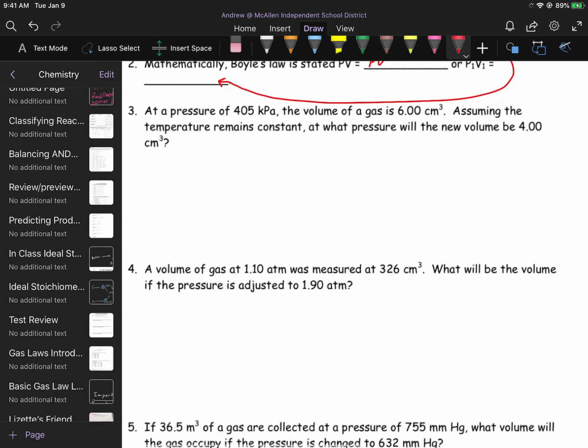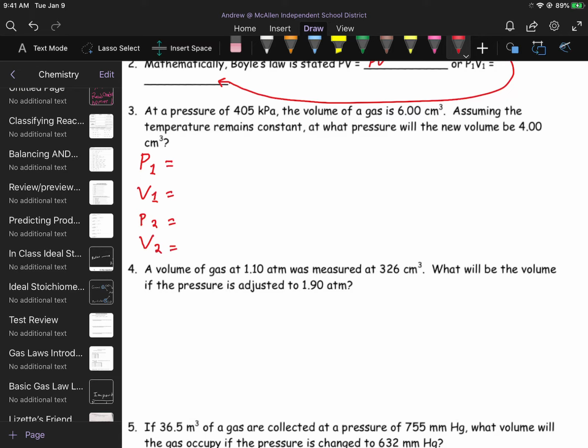Now, my favorite, the math. Okay. At a pressure of 405 kPa, that's kilopascals, the volume of a gas is 6.00 cubic centimeters. Assuming the temperature remains constant, at what pressure will the new volume be 4.00 centimeters cubed? Now, just like we did since the beginning of the year, we're going to label all our variables. This is going to be Boyle's law. So we have P1, V1, P2, and V2.